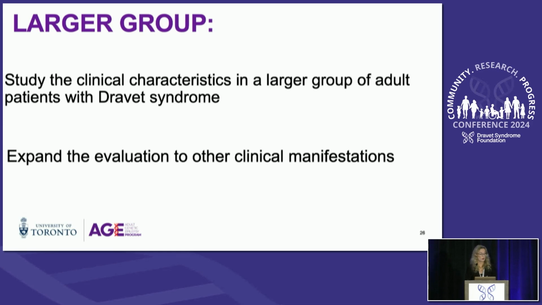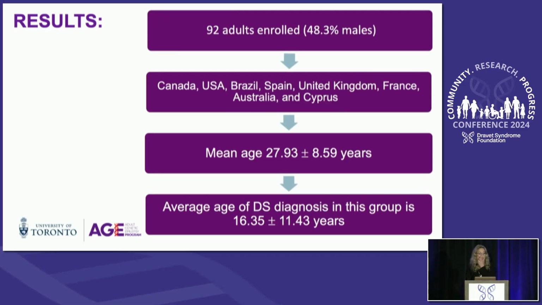So what we did, we started recruiting patients remotely, and we validated our tests so they could be done from a distance. So here's what we got. We have 92 patients. We have patients from Canada, from the US, Brazil, Spain, United Kingdom, France, Australia, and one patient from Cyprus whose mother I met yesterday here, so it was fantastic. The mean age of this group was 27 years old, and the average age of diagnosis was 16.